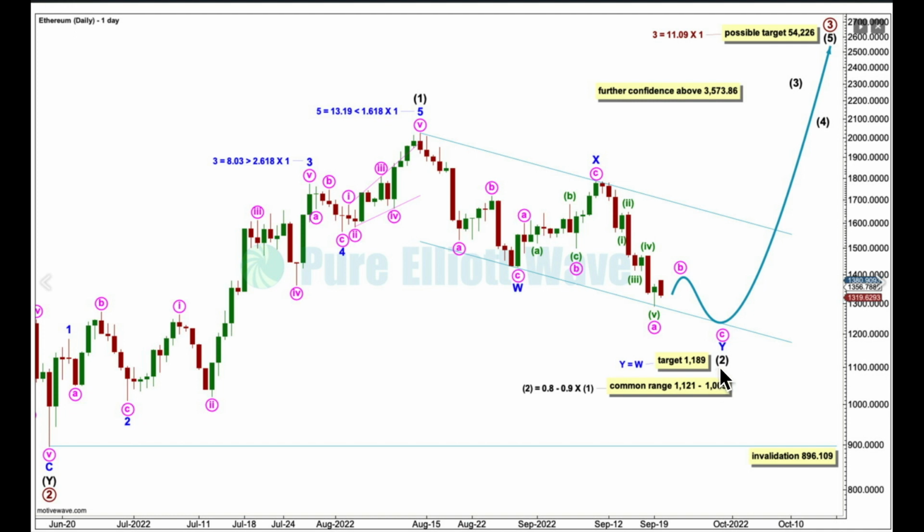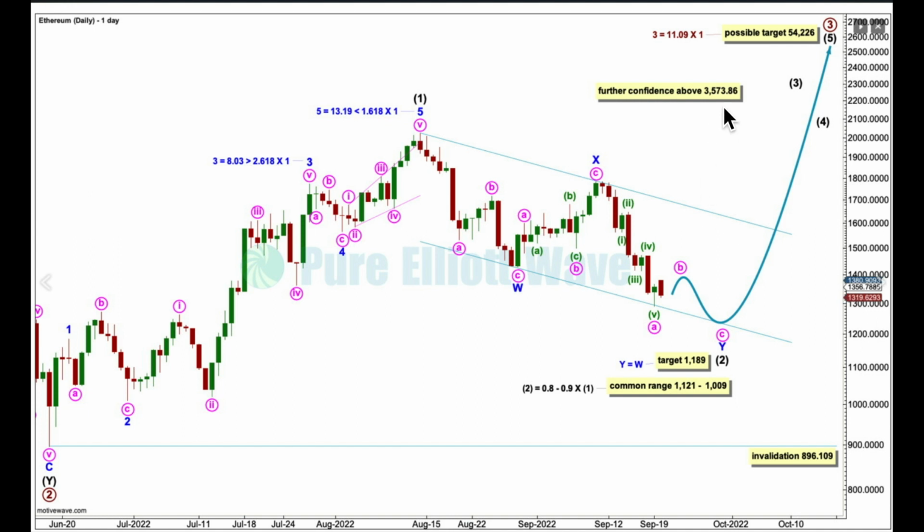I will expect minor Y to again come and test support at the lower edge of this channel. Intermediate 2, a reasonable normal expectation for its depth would be from 0.8 or 80% to 0.9 or 90% the length or depth of intermediate 1. This gives us a normal common range from 1121 to 1009. It's really common early in cryptocurrencies impulses for second waves to be really deep. Intermediate 2 may not move beyond the start of 1 below 896.109.